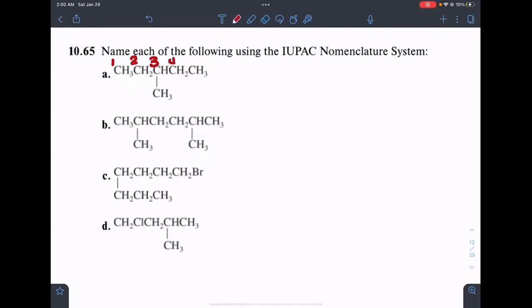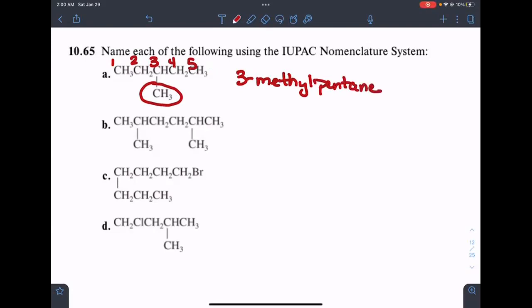So we'll just leave 3, 4, 5, and then coming off of carbon 3, I have a methyl group. So this one's going to be 3-methylpentane. And if you like, you can draw the line diagram first. So I need 5: 1, 2, 3, 4, 5, and then coming off of 3 is a methyl. So whatever works for you, right?